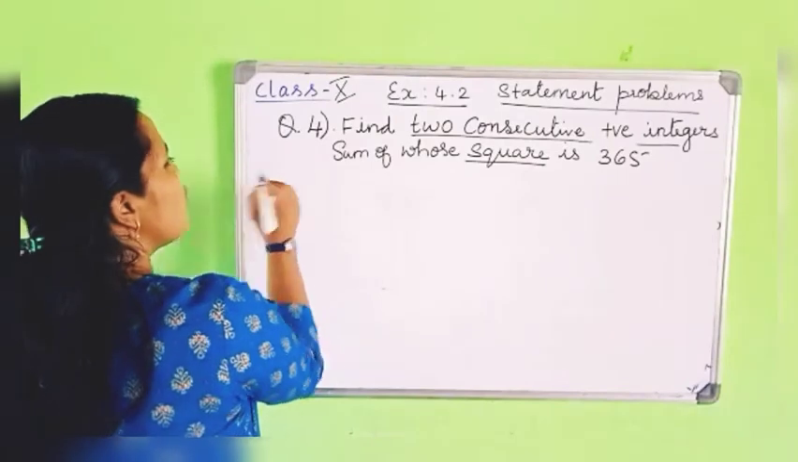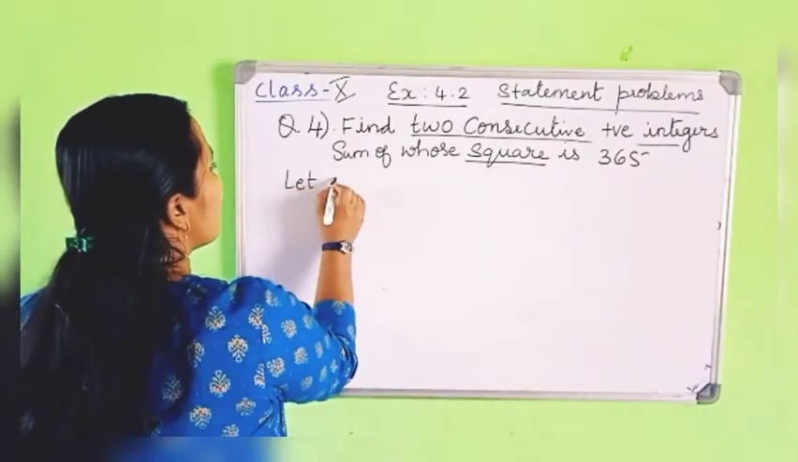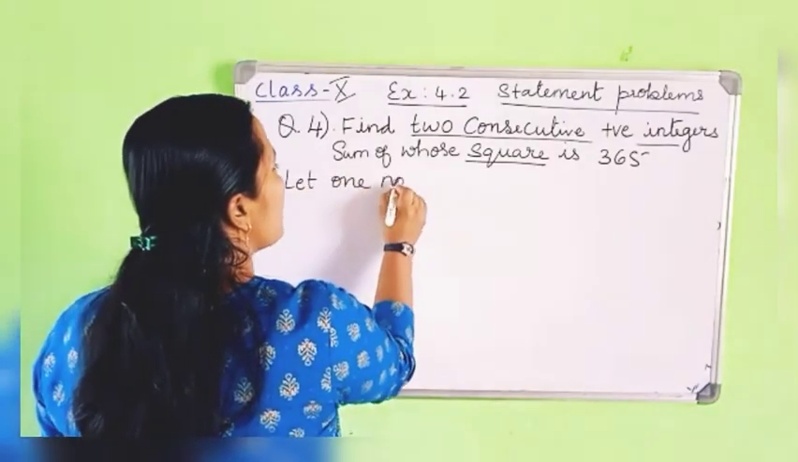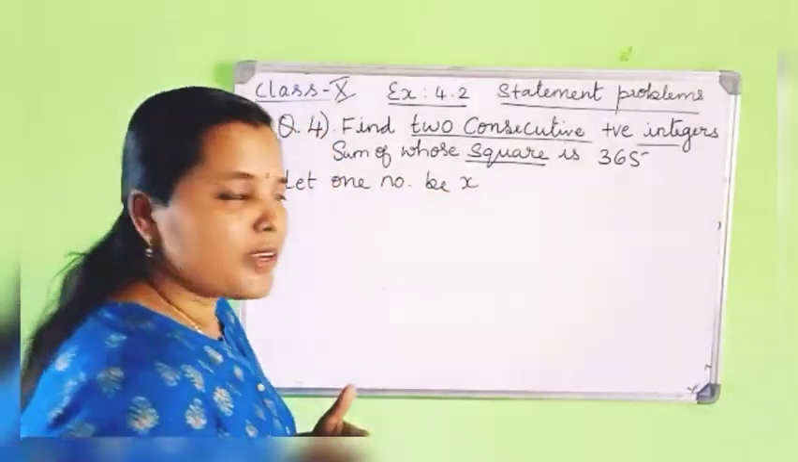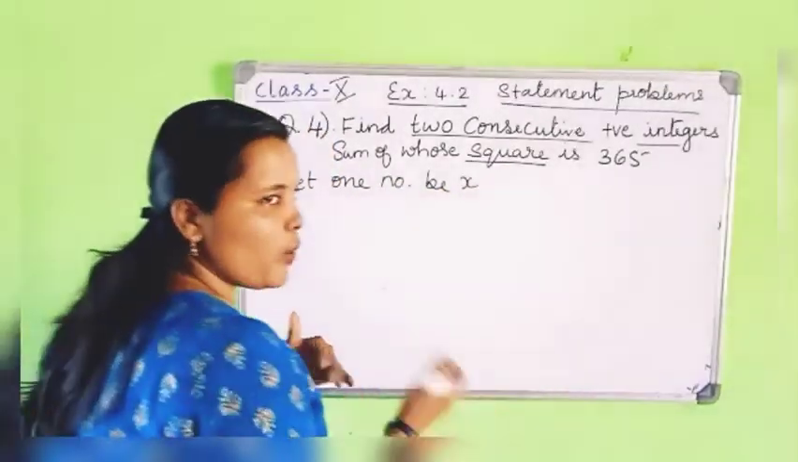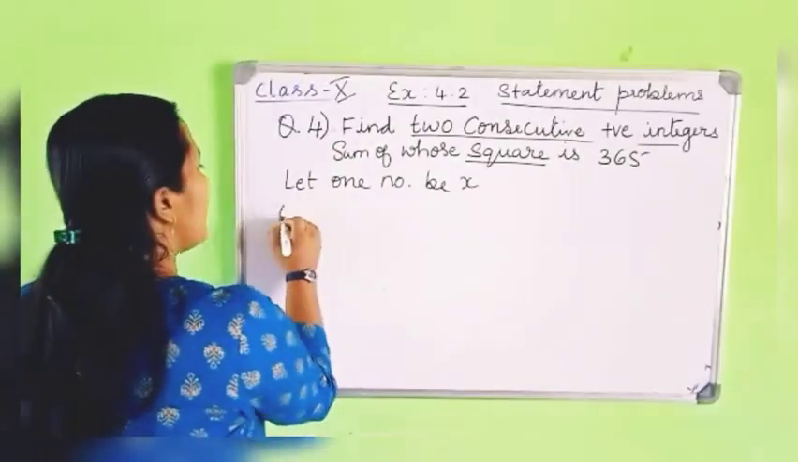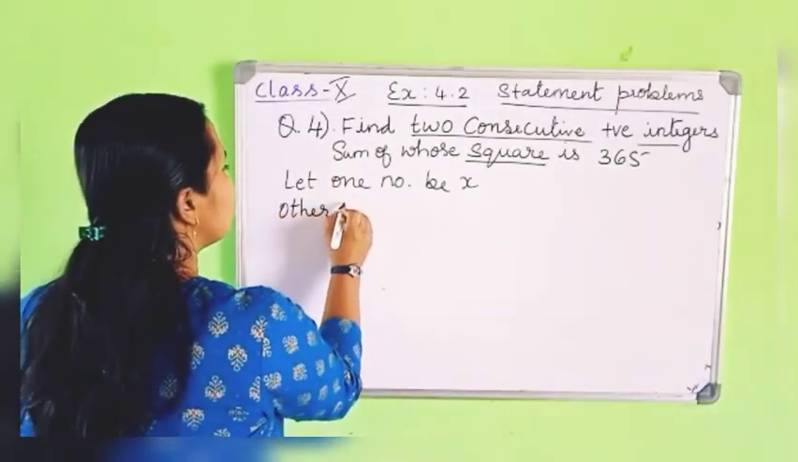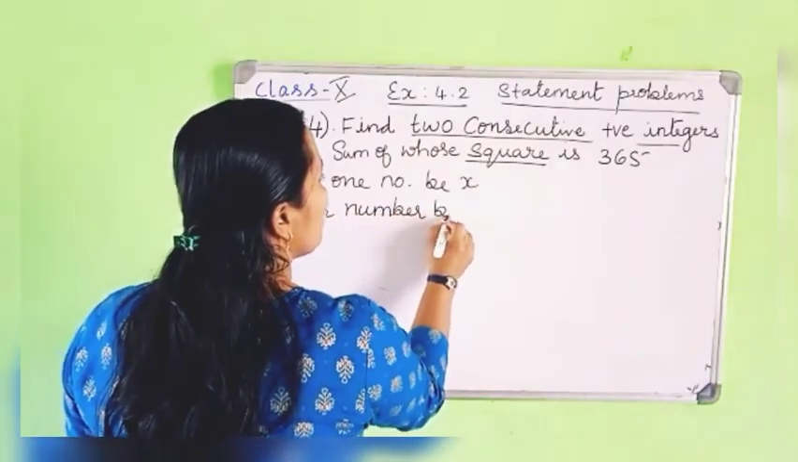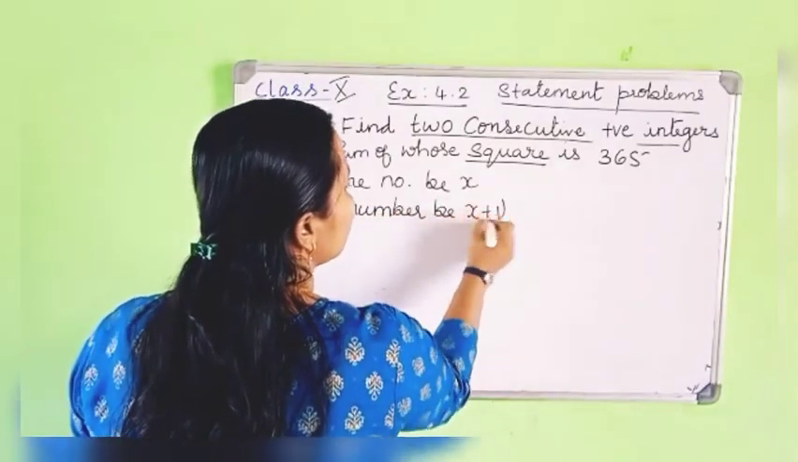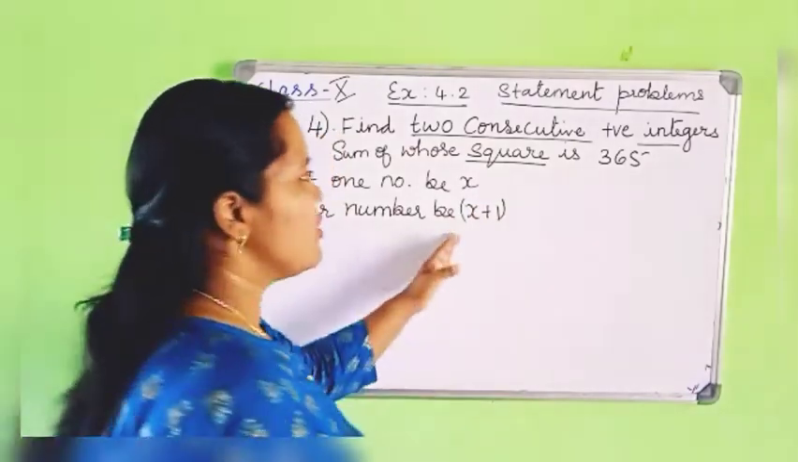First thing is you have to take, let one number be x, right? And what is the other number I told you? x plus 1. You have to add 1 to that. So let the other number be x plus 1. So we got two consecutive integers right now.